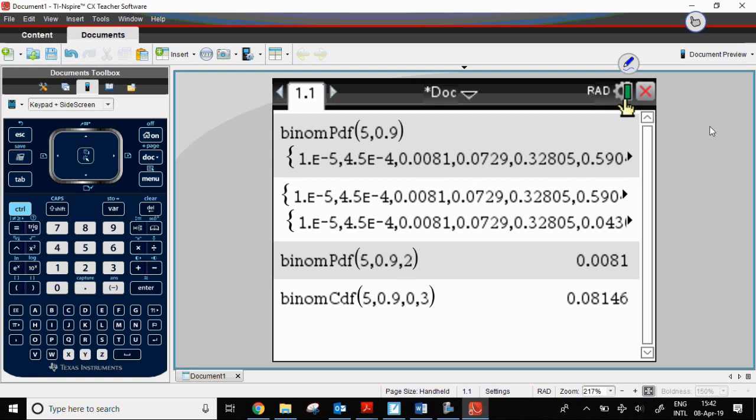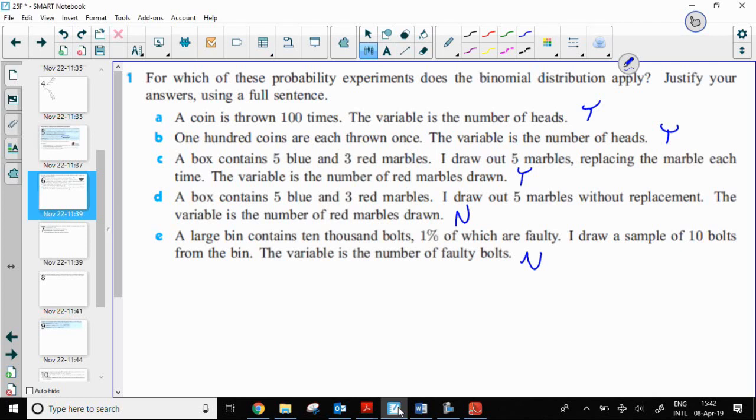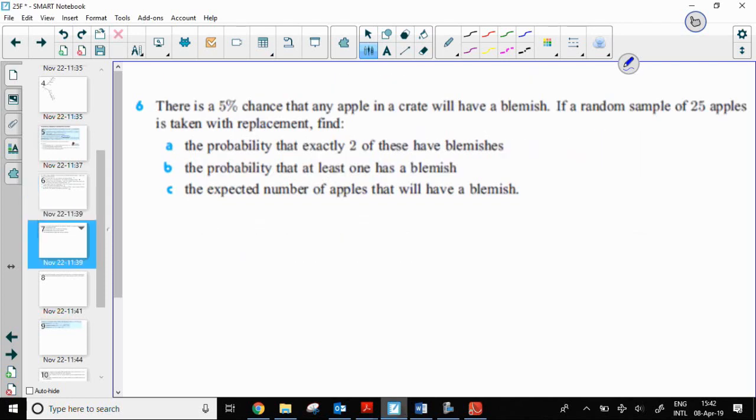That being said, let's look at some problems together. This first one I'm not going to elaborate on, just checking to see whether the binomial distribution actually applies to these various scenarios. So read it through, make sure they make sense. The last one might be a little bit tricky, but I assure you those answers are correct. So now let's do a problem.